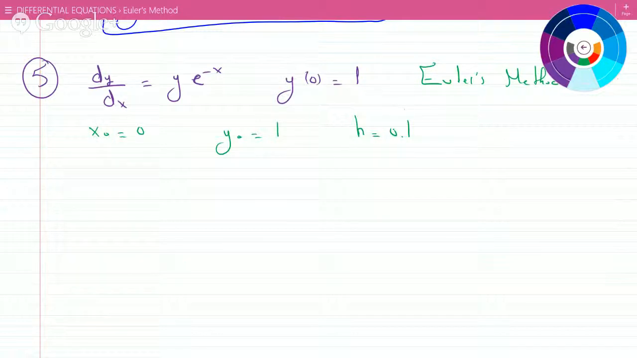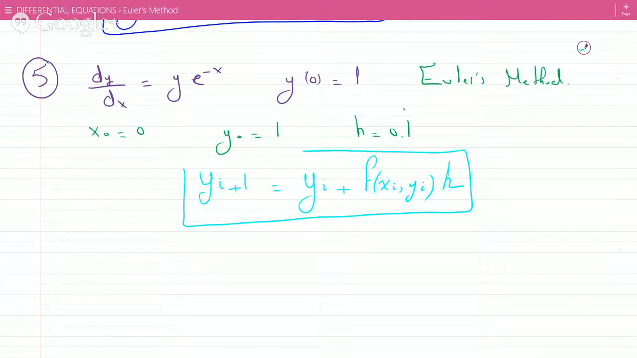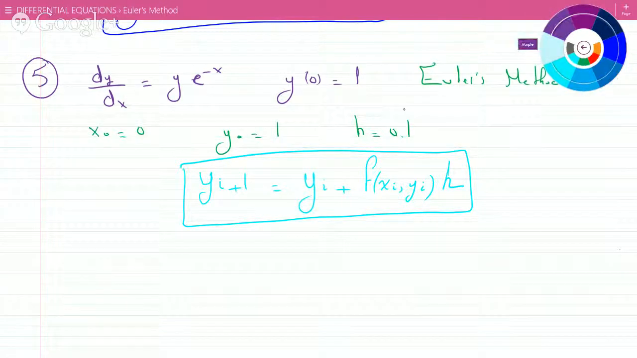And so now you can figure out using Euler's formula, which is, let's write Euler's formula, y of i plus 1 is equal to y of i plus f, which is basically the derivative evaluated at xi, yi of your initial point, times step size h. So that immediately means I can go ahead and figure out my y1.